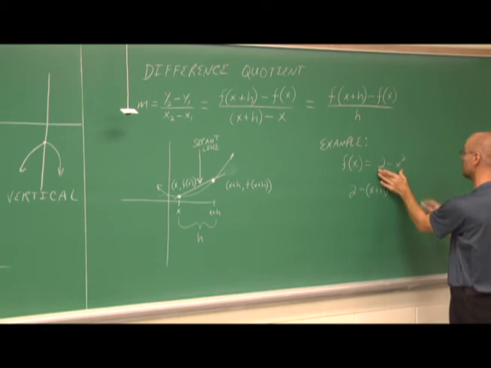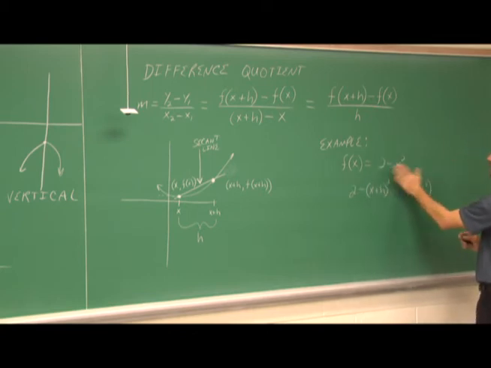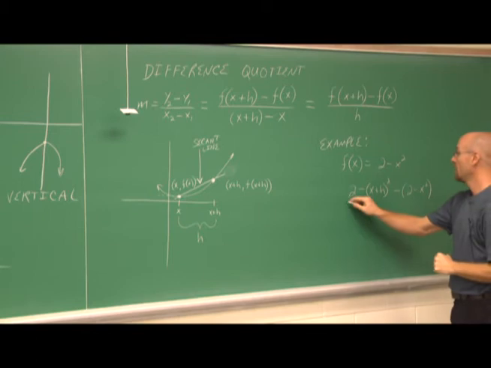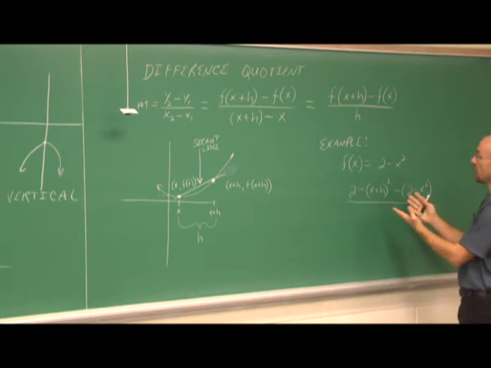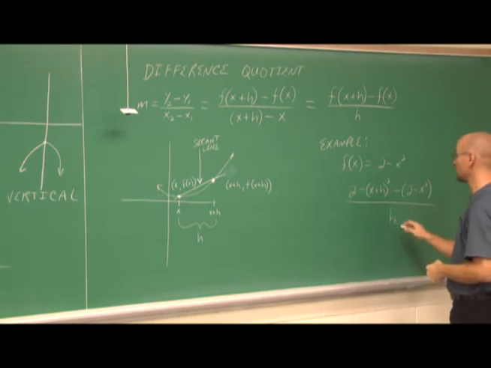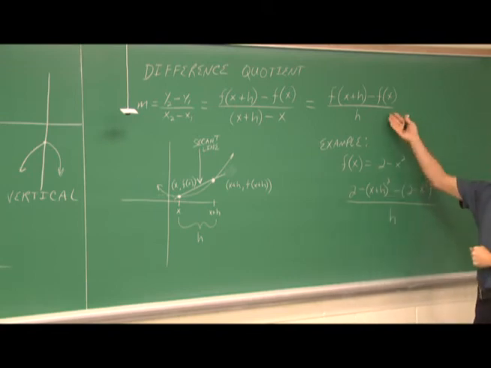Well, f of x is this value. And it's always a good idea to use parentheses, because that would have to be distributed. So we have to remember we're subtracting this quantity, all over the change in x. Well, the change in x is just that value h. So we're just putting it into the difference quotient.